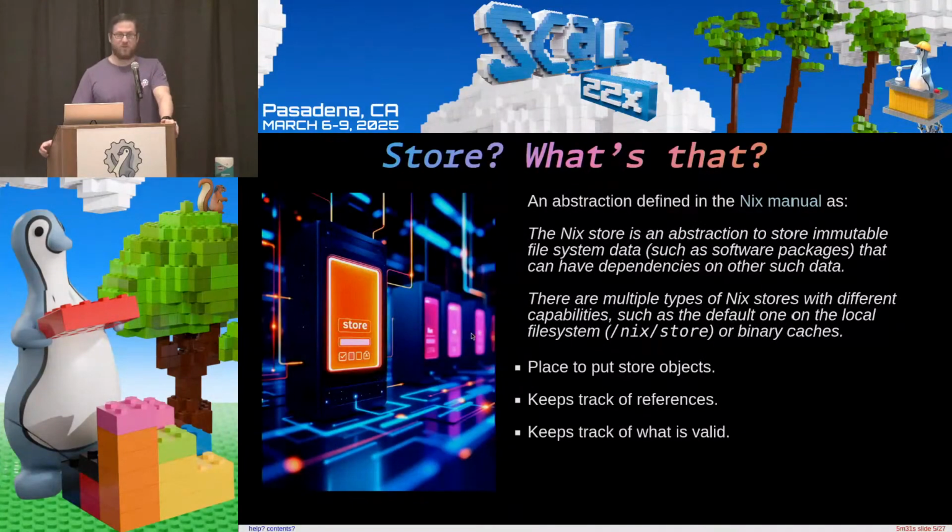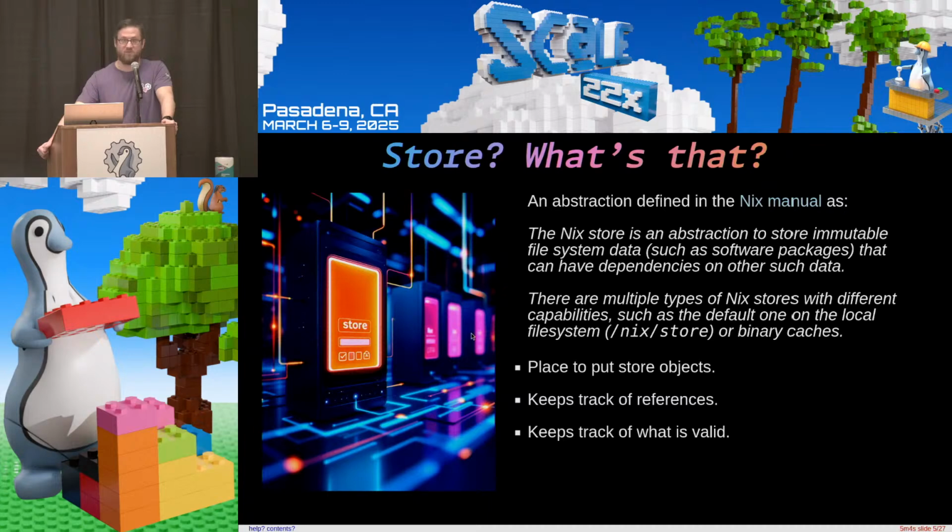Okay, so let's start with what's a store? In the Nix world, the store is this kind of abstraction. It's where we put all our software, all our data, our compilers, everything, and that's where it lives. And we have different kinds of stores available to you. Most likely the store that you're familiar with is the one living on your local file system. This is called a local store. It usually lives at /nix/store.